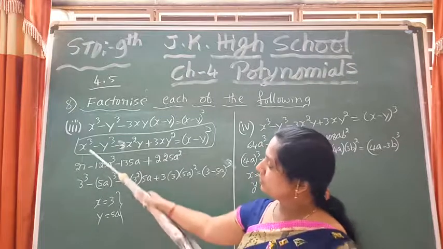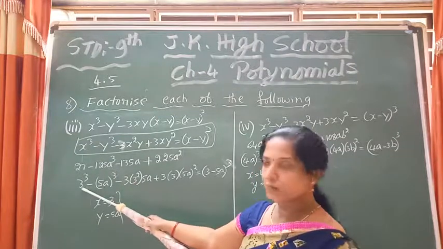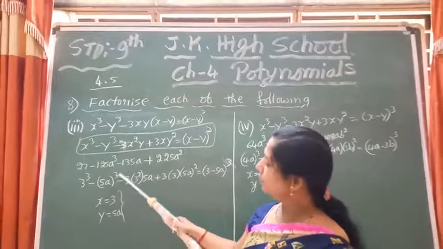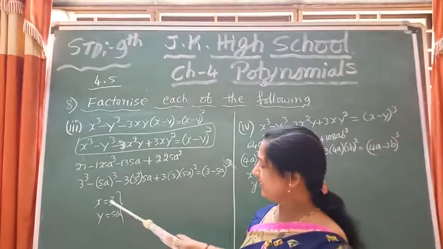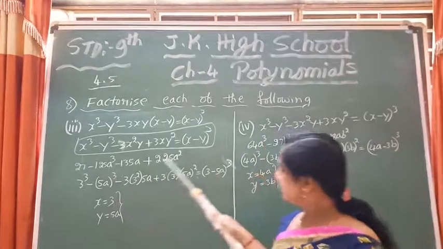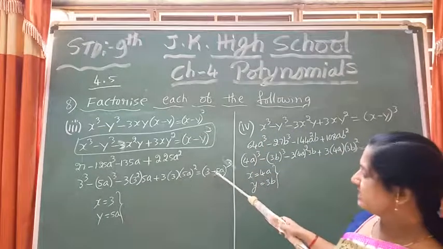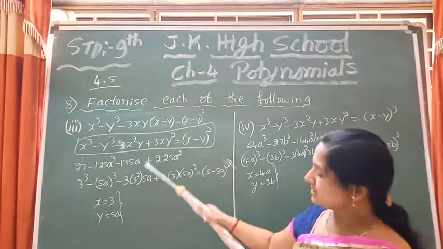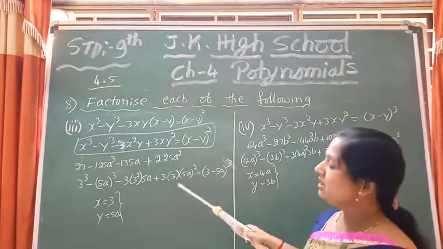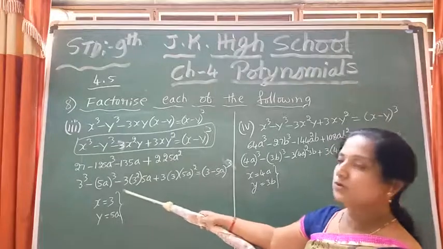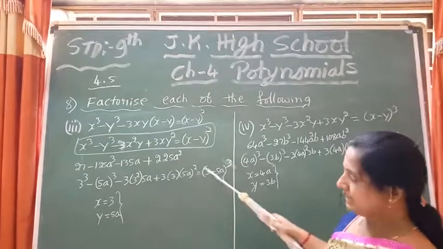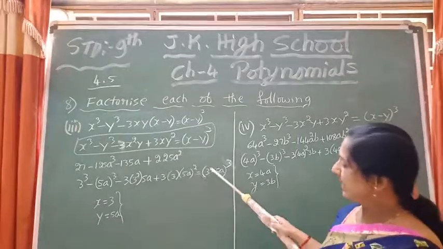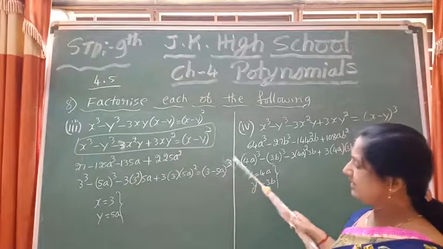So we will come to know: 27 I can write in cubic form as 3 cube, and 125a cube I can write as (5a) whole cube. So here I come to know what the value of x is and what the value of y is. So directly I can write it as (x minus y) whole cube, that is (3 minus 5a) whole cube. But you can substitute the values and check also. Otherwise you can see only two values and write it directly. Automatically the remaining values will also be the same. So the factors are (3 minus 5a) whole cube.